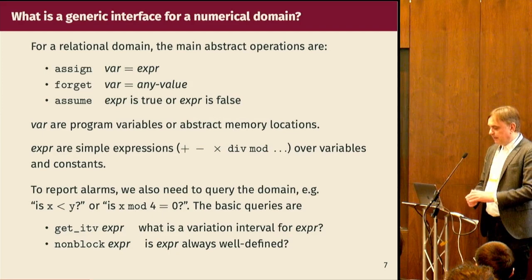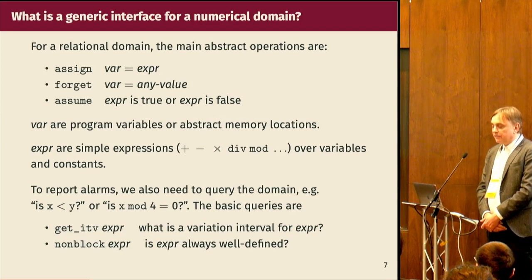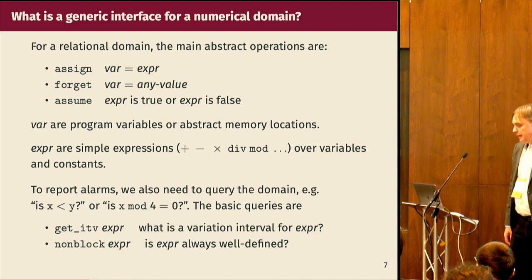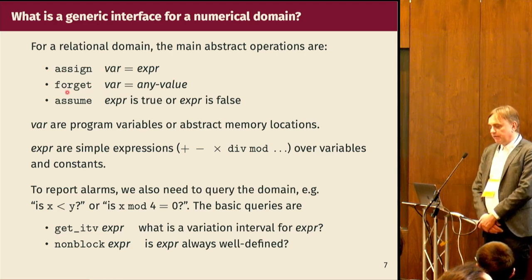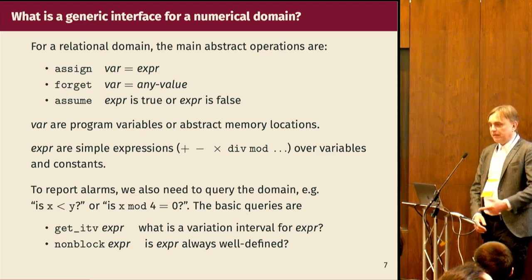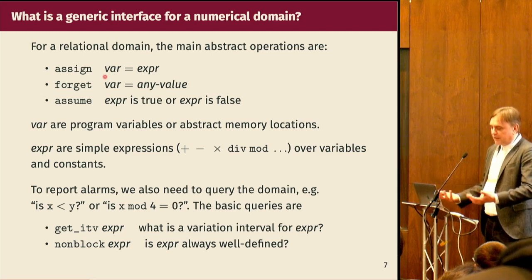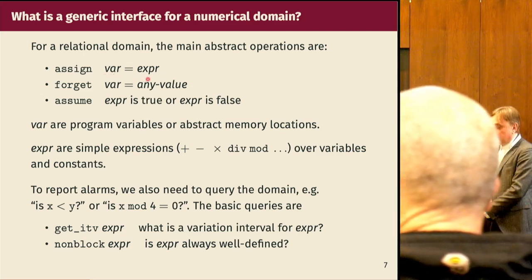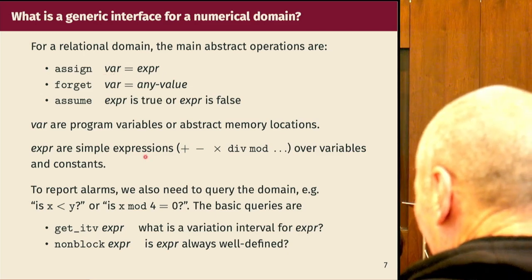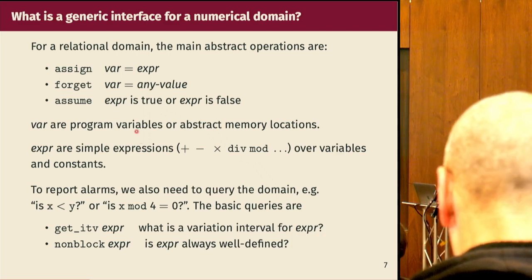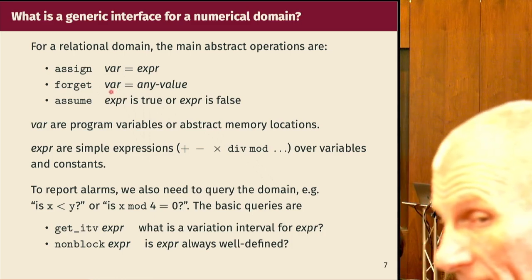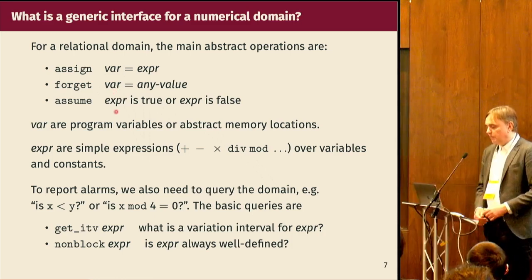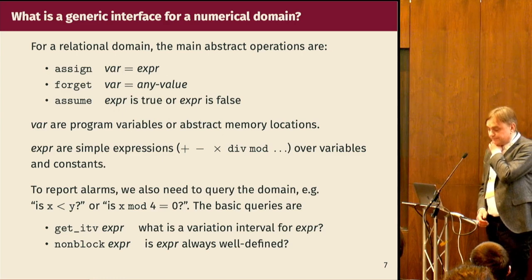But when we started Verasco, it was not completely clear what a generic interface for a relational domain was. And we settled on this approach. So there are 3 major operations: assign, forget, and assume, that change the abstract value. Assign reflects the effect of setting a variable to some simple expression built over variables and constants. Forget is for just non-deterministic assignment to a variable, and assume whether a Boolean expression is true or false.